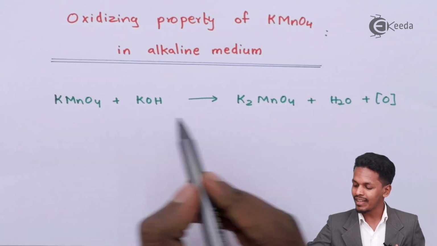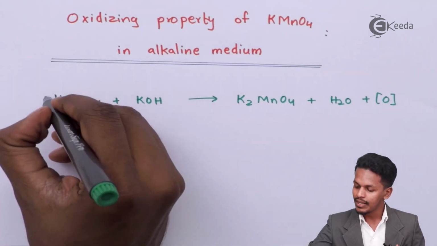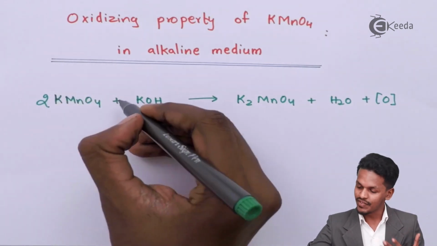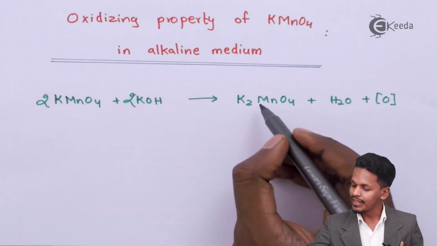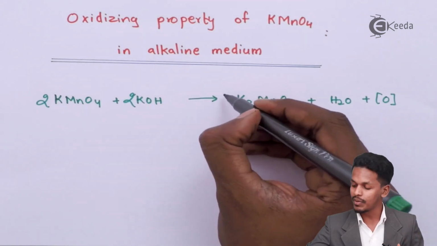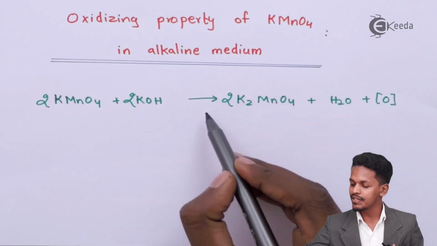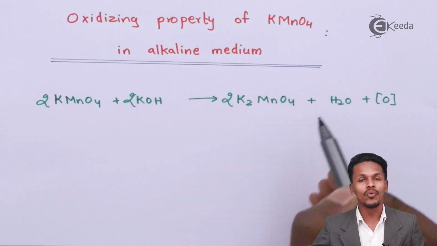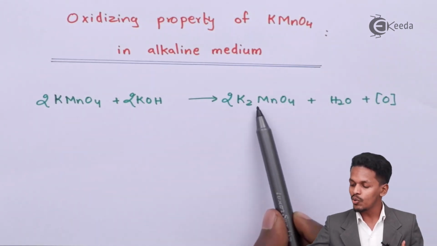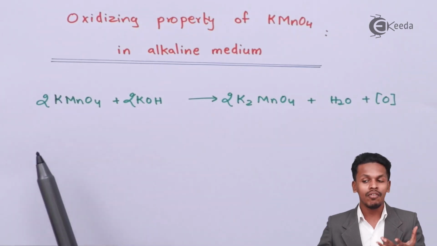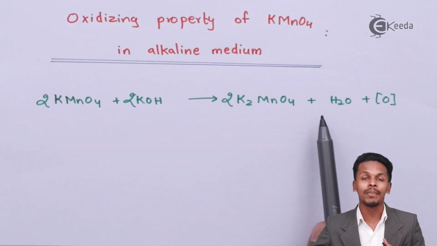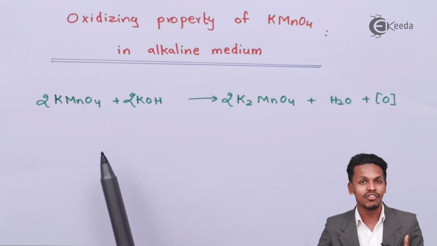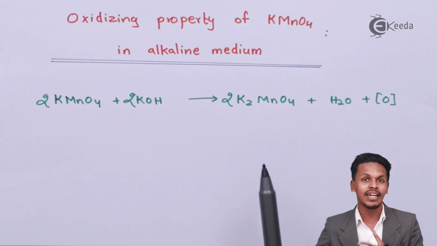But in this case we have to balance the reaction, and that's the reason we are multiplying this by 2, as well as multiplying this by 2, so as to obtain K2MnO4, but here also we have to multiply it by 2. So we have got 2 moles of K2MnO4. This 2 moles of K2MnO4, that is potassium manganate, will further undergo a reaction with H2O in presence of a reducing agent so as to form a particular product, that is MnO2.